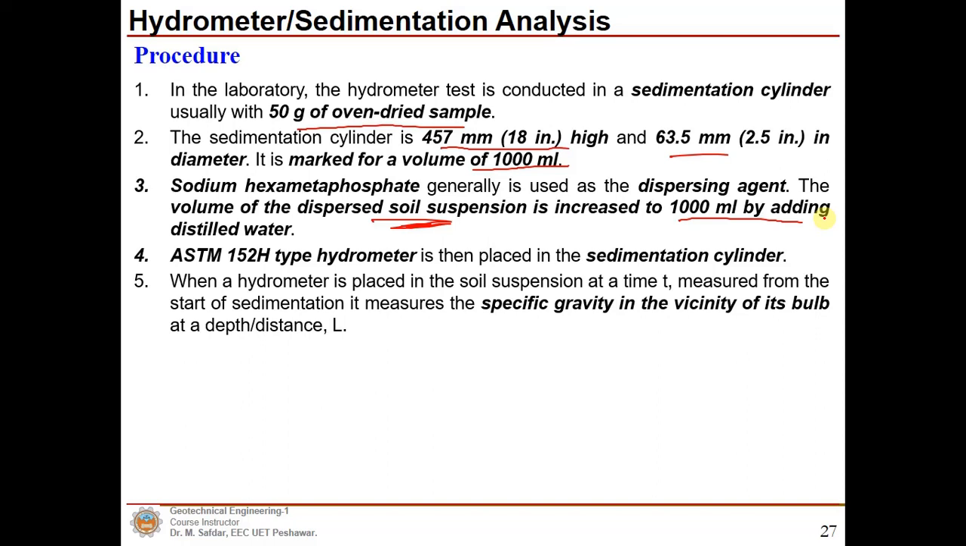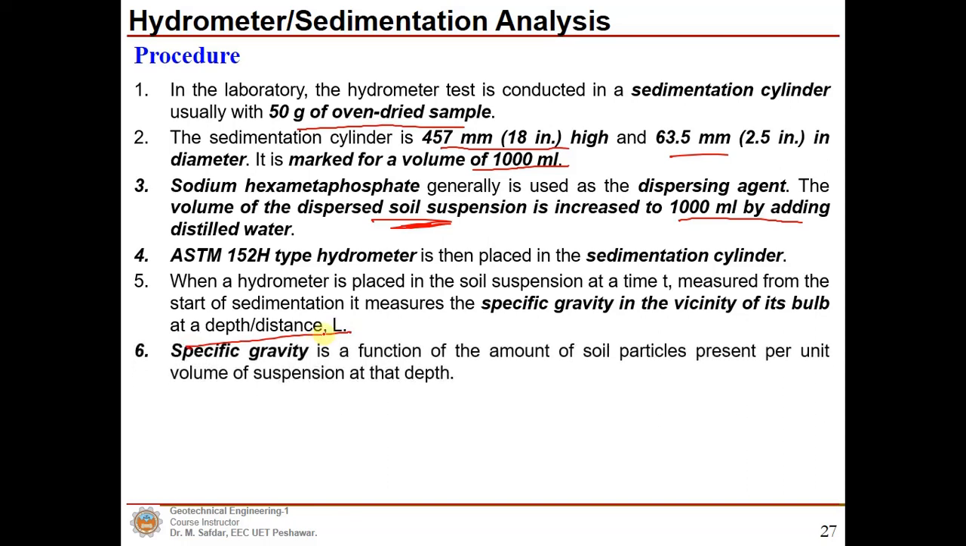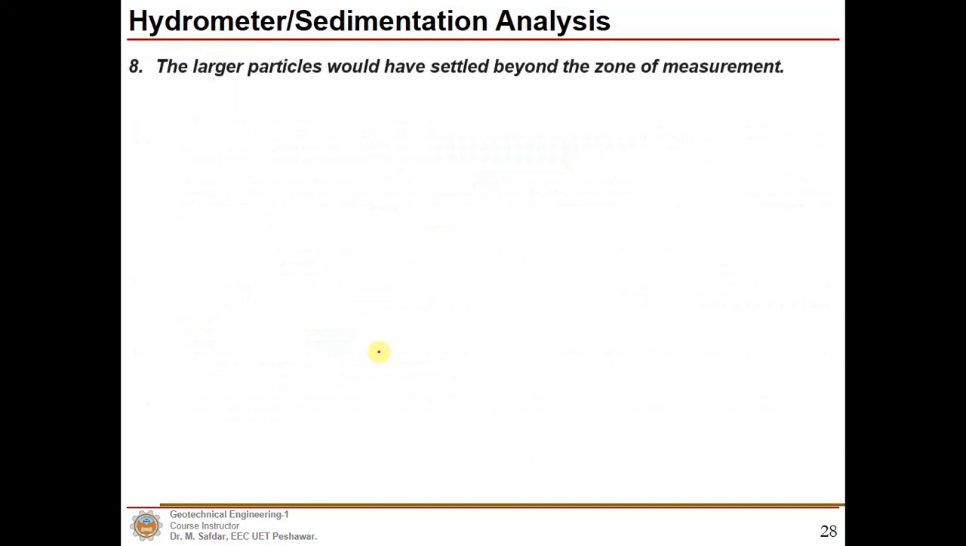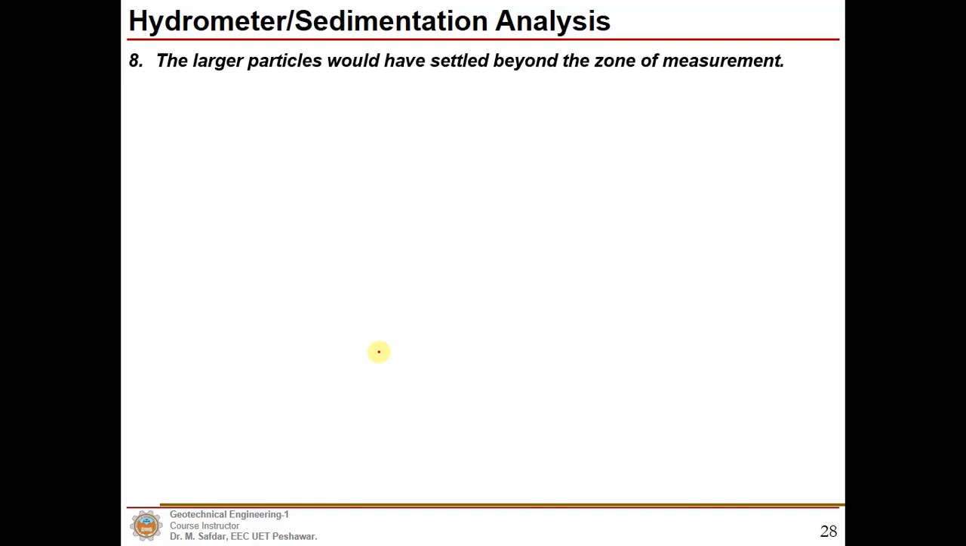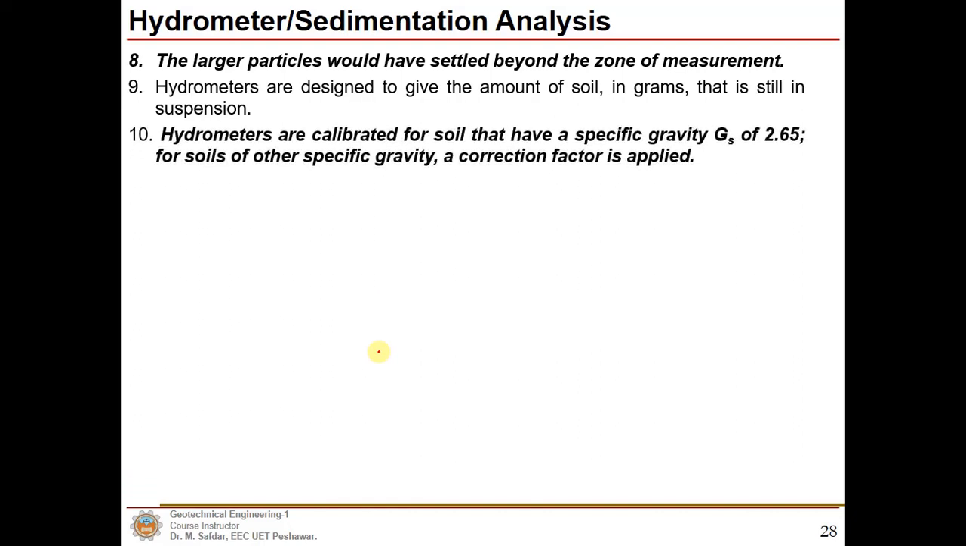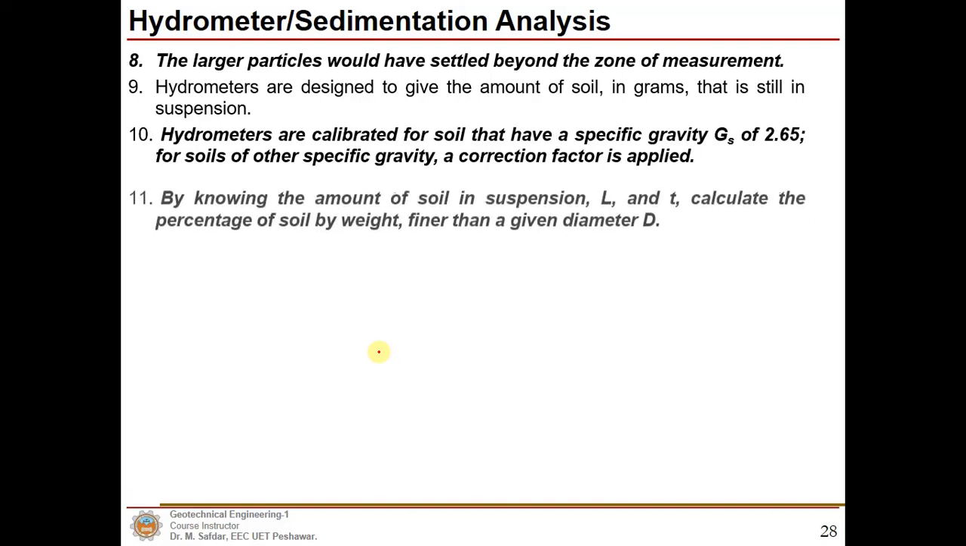Specific gravity in the vicinity of its bulb is determined at a depth, a depth we can call as a distance L. Specific gravity is a function of the amount of soil particles present per unit volume of suspension at that particular depth, also at a time T. We usually note down the readings as particles are settling after some time, so we take several readings, for example 15 seconds, 30 seconds, 60 seconds, 120 seconds. So the larger particles would have settled beyond the zone of measurements. Hydrometers are designed to give the amount of soil in grams that is still in suspension. Hydrometers are also calibrated for soil that have a specific gravity of 2.65. For soils of other specific gravity, a correction factor is applied, which I will share.